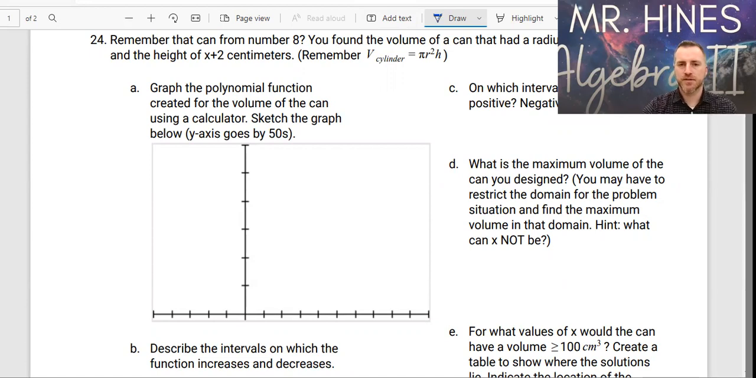We are going to do some fun with polynomials and talk about their characteristics. I wanted to start with this separate sheet that I gave you, starting with number 24. We found the volume of a cylinder, when we were just building out polynomial functions. I gave you the equation again for the volume of a cylinder. It's pi times the radius, which is 6 minus x squared, times the height, which is x plus 2.